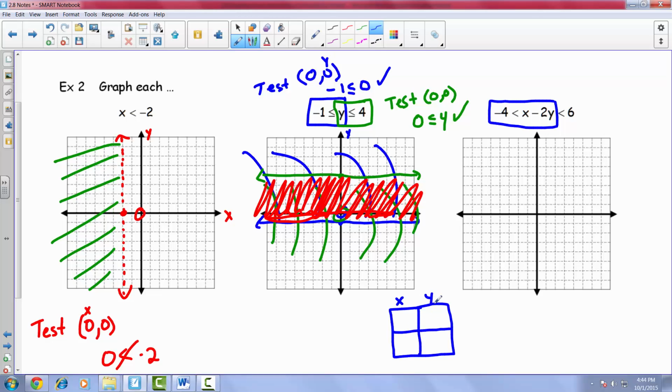There's our x, there's our y. If 0 goes in for x, essentially this would be gone. So negative 2 times what gives you negative 4? 2 does that. So we're going to go ahead and throw 2 in for our box, for our y value. And as a result of that, it creates that xy coordinate point, 0, 2.